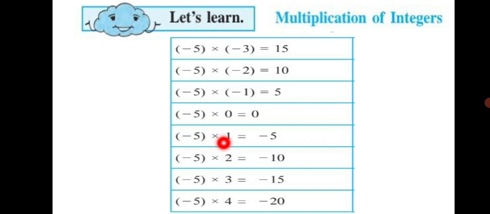So minus into plus is minus. 5 2s are 10, minus into plus is minus. Similarly, 5 3s are 15, minus into plus is minus. And 5 4s are 20, minus into plus is minus. So accordingly, we have to put the correct sign for any operation while multiplying integers.